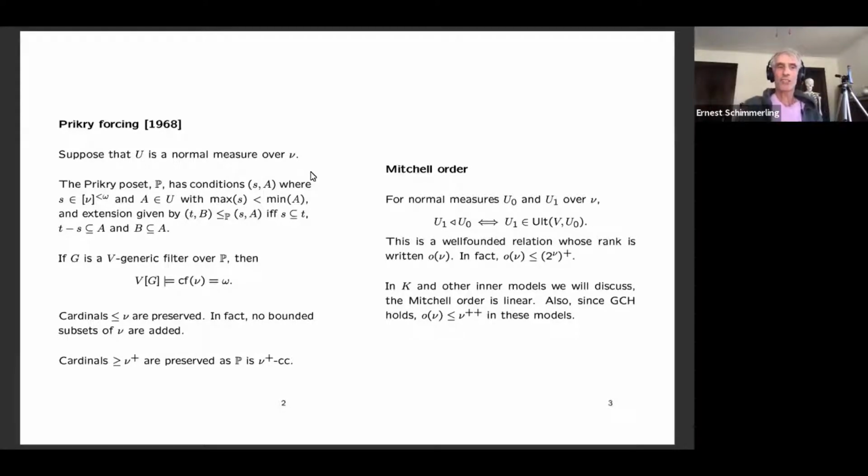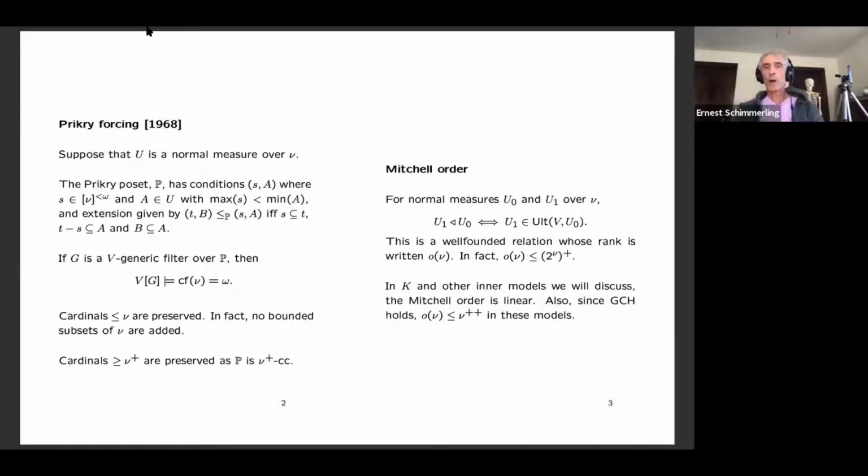If you take G, which is V-generic over this poset, then it changes the cofinality of nu to be omega. And it preserves cardinals less than or equal to nu because it adds no bounded subsets of nu, and it preserves cardinals greater than or equal to nu plus because it's nu plus c.c. And so we end up changing the cofinality of nu to omega without changing cardinals. Okay, so that motivates some of the results. I'll get to why.